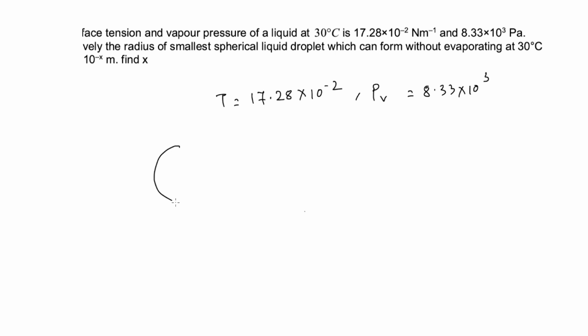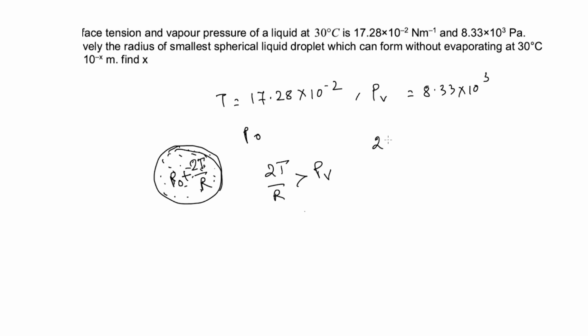So if this is a liquid drop, then the excess pressure of it, excess meaning the pressure that is in excess of the atmospheric pressure. If it is P naught, it is P naught plus 2T by R. So the excess pressure, if it is greater than vapor pressure, then the liquid will evaporate. So excess pressure is 2T by R. If it is greater than P vapor, then it will evaporate.